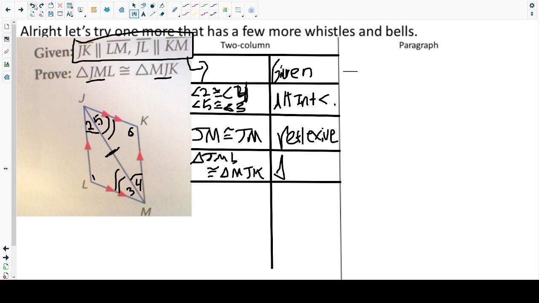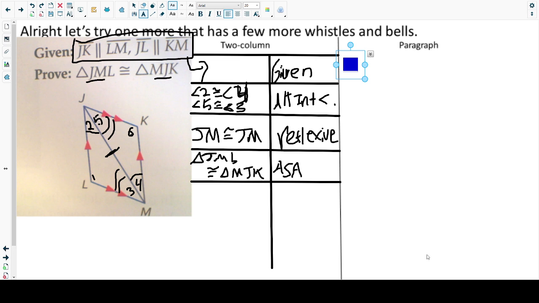Whoops, that was really bad. Let me try that one more time. Angle, side, angle. Right? So we have our outline. Let's make it into a two-column proof. Right? Last one here. Let's rally for it.